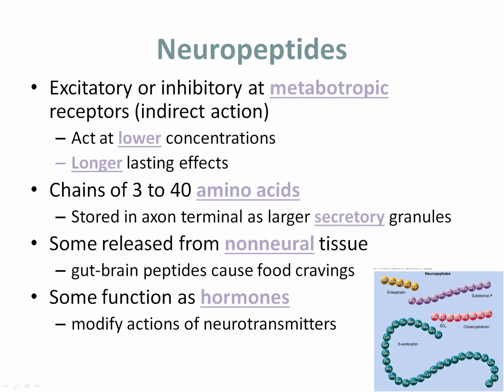Some of these are also released from non-neural tissue, like the gut. So these gut-brain peptides are one of the reasons for food cravings. Some of these neuropeptides also function as hormones. They're transported through the bloodstream and modify actions of other neurotransmitters. Next, we'll examine the relationship between the neurotransmitters and receptors and how that makes a functional synapse.